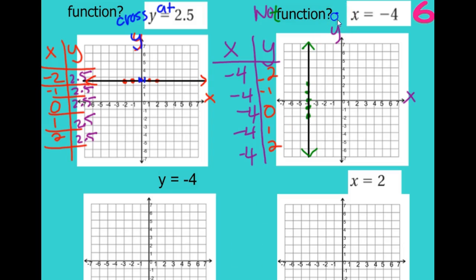So this one, we would have crossed the x-axis at -4. So here's our x-axis. Here's -4. To cross it, we'd have to go through it up and down. So that would be a vertical line.